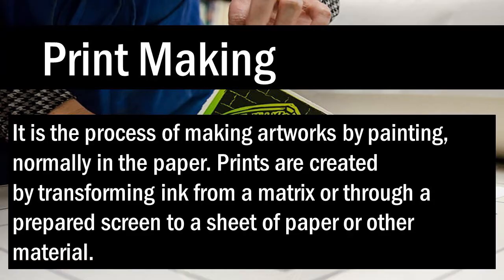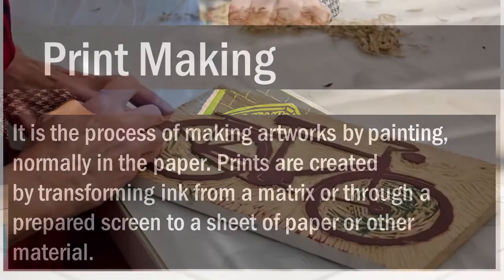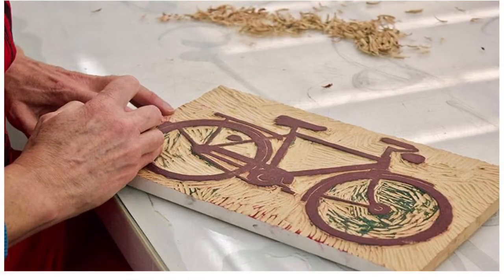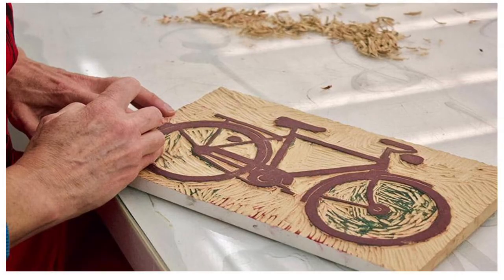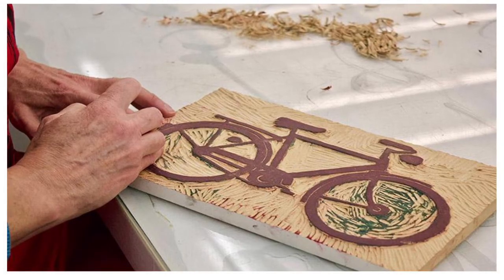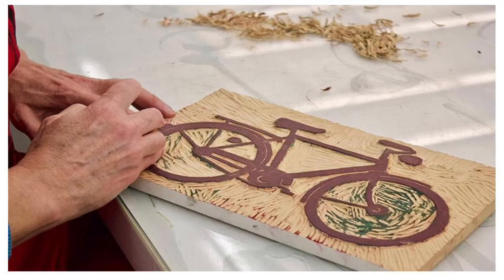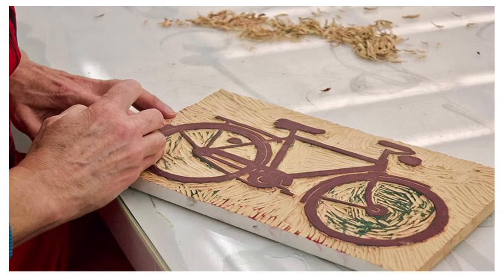Common types of matrices include metal plates such as copper and zinc, or polymer plate, stone, aluminum, or wood. The example in the image is made out of wood. The artist drew the pattern of the bicycle and then carved that to make a printmaker.